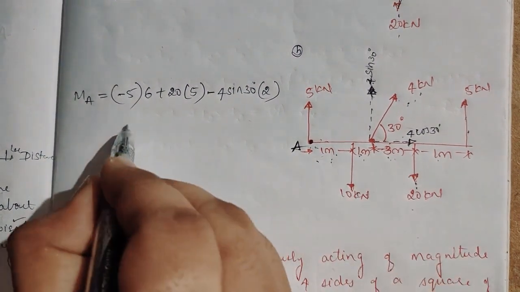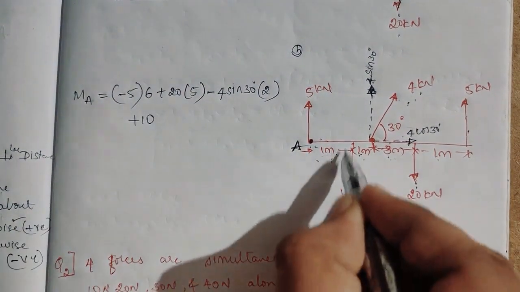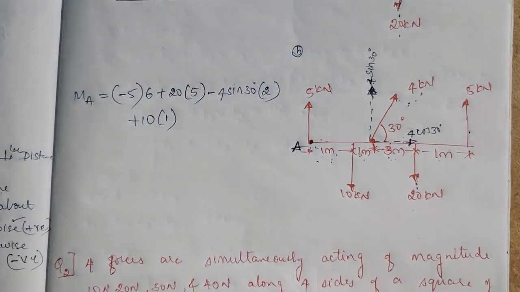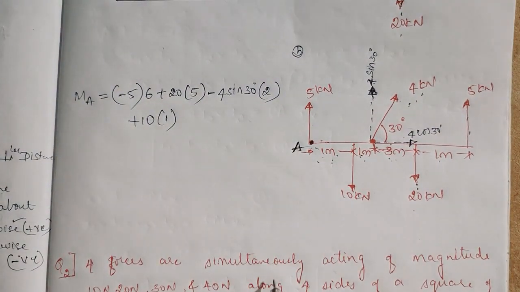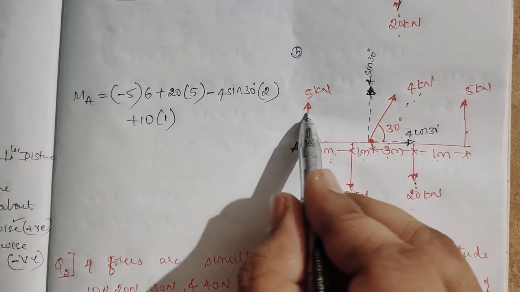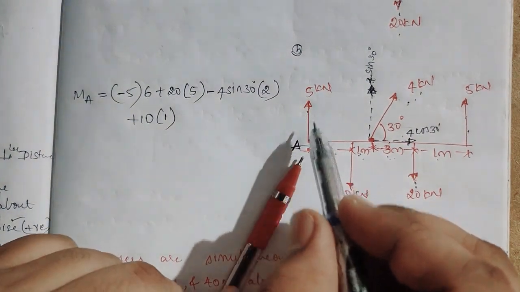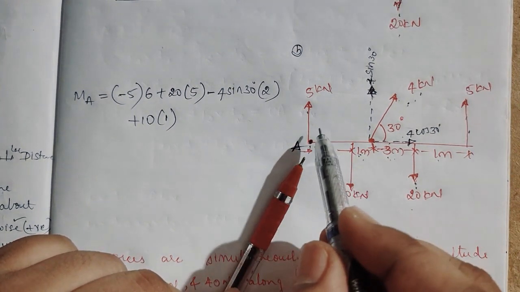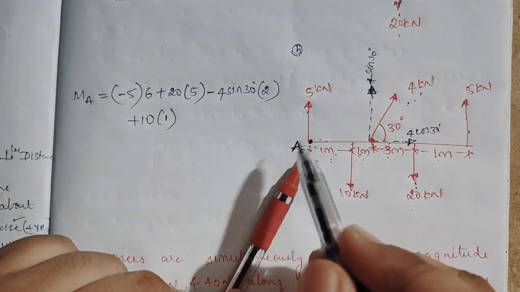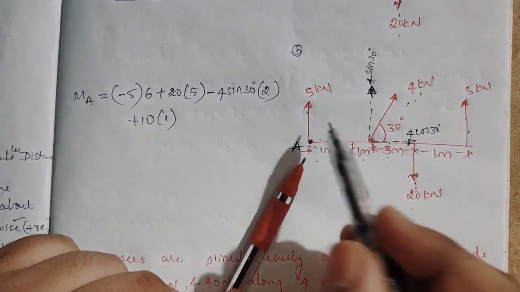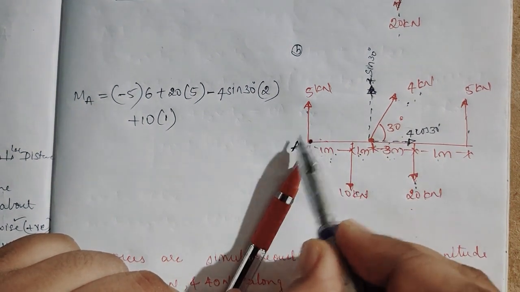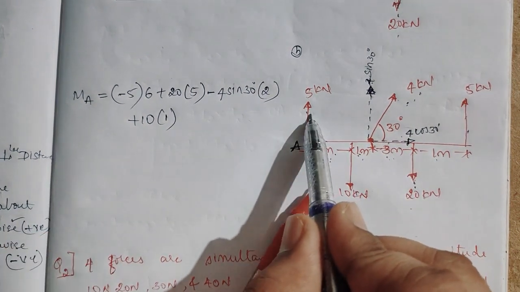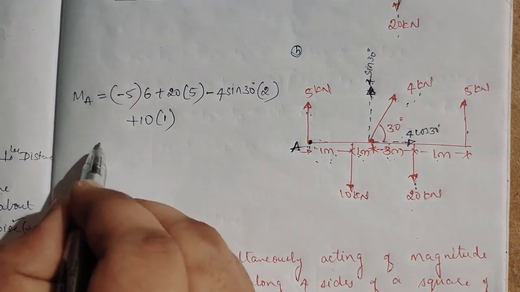So 10 kilonewton is positive clockwise and the distance from A is 1 meter. Then which are the forces? 5 kilonewton force. Can this 5 kilonewton force take a moment about A? No, there is no distance, so the distance will be 0. So it will be 5 kilonewton times 0, which is 0. So about A, this 5 kilonewton force cannot create any moment. So these are the forces.